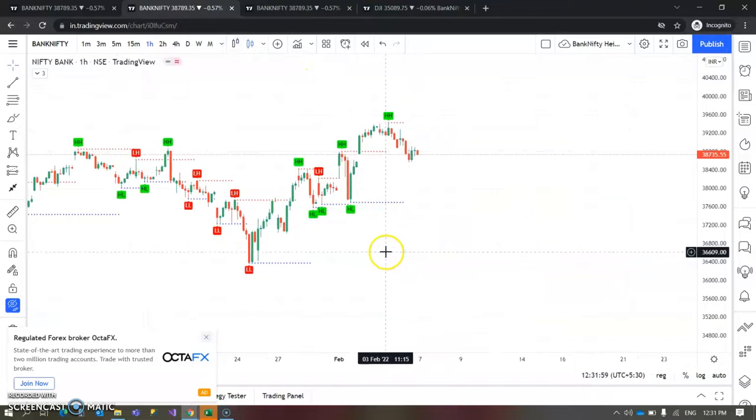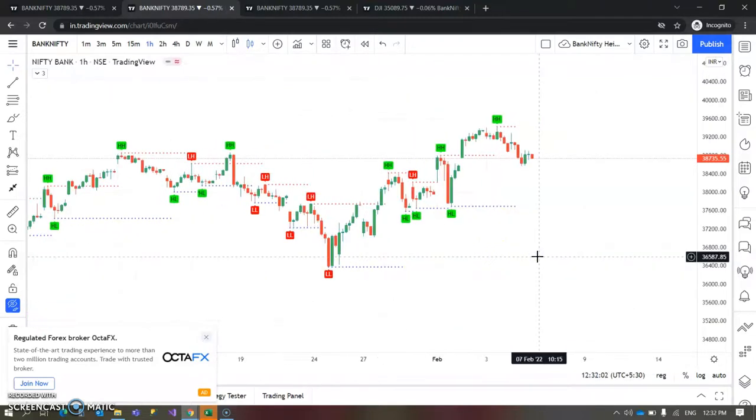Next, this is the price action indicator which I have at my end. What I wanted to show is a 1 hour time frame.